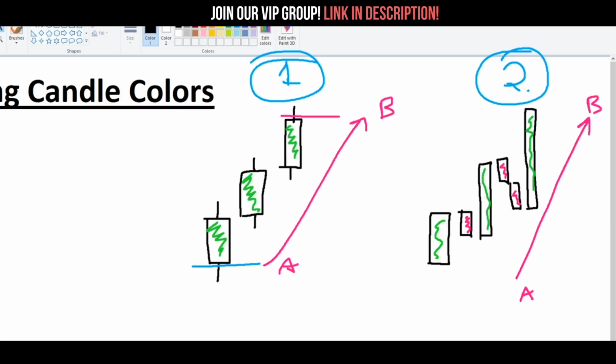Okay, sorry about that. So if we're looking at this Model 1 and Model 2 scenario, Model 1 is different. We had strong conviction the whole way from point A to point B.